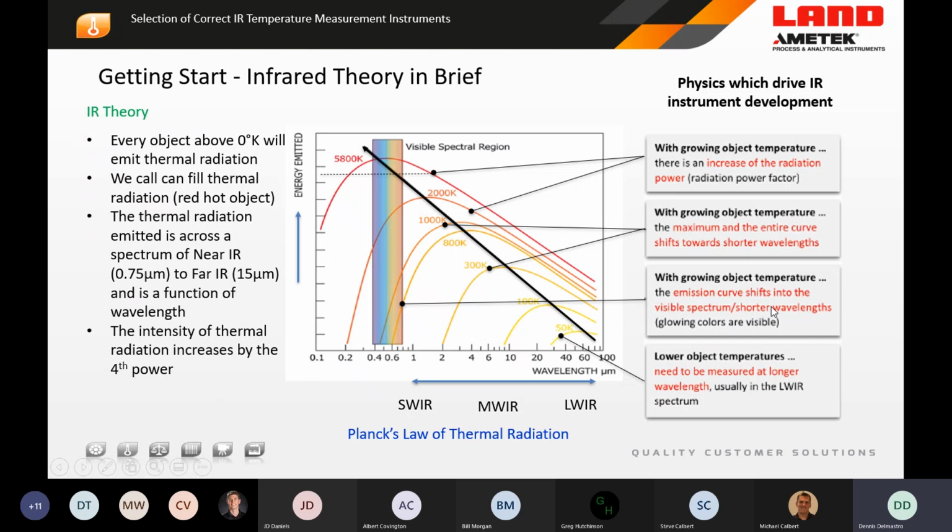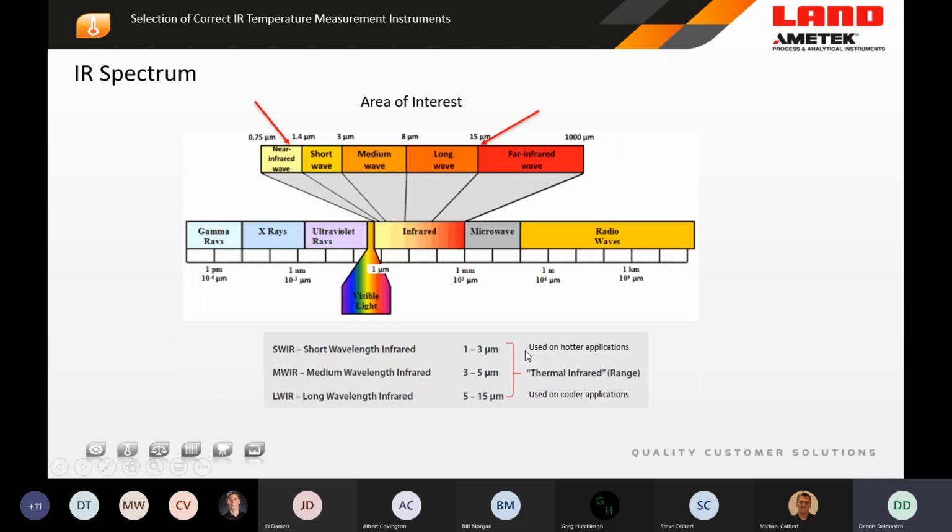Now, with growing object temperatures, the emission curve actually shifts into the visible spectrum, so we can basically see it with our eye as something turns red to orange to yellow to white hot. And if you look in the backwards direction here, as the temperature comes down, you can see that at lower object temperatures, we're dealing with longer and longer wavelengths. So as the temperature comes down, if you want to be able to measure it with IR, you have to use longer wavelength instruments.